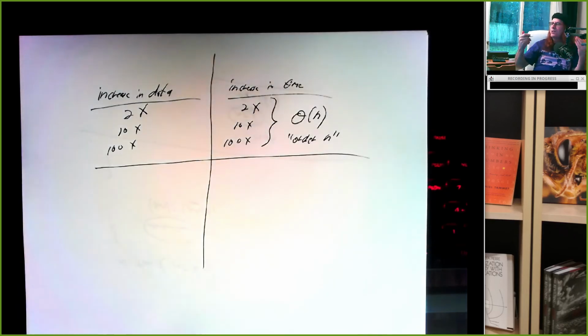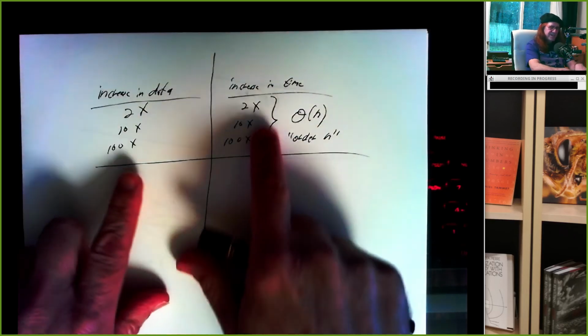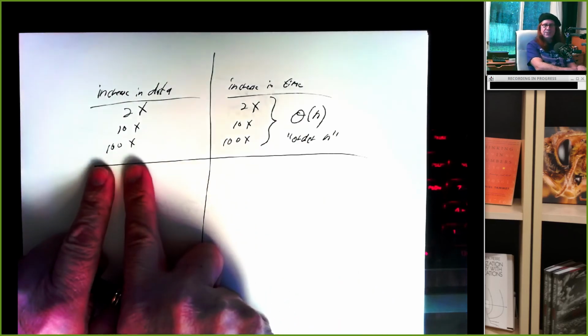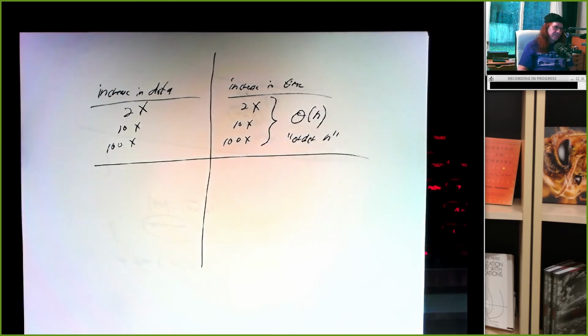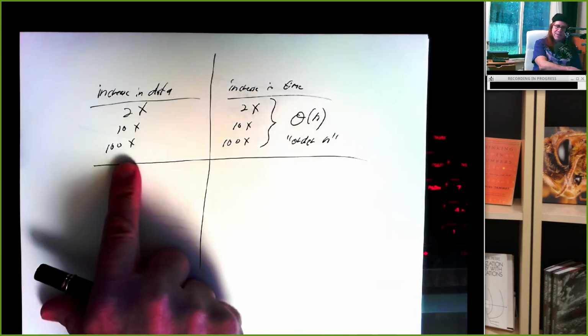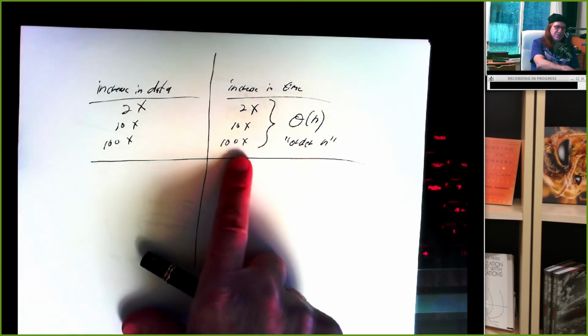And when we say order n, what we're saying is we have this kind of increase in time corresponding to these increases in data. It's linear. If our data n goes up by 5, our time will go up by 5.